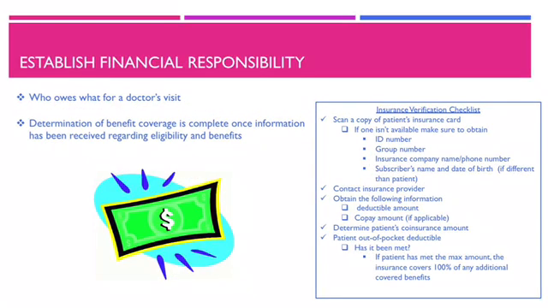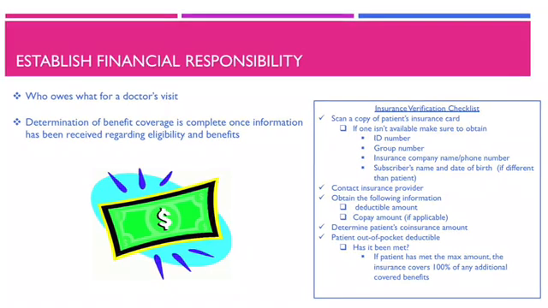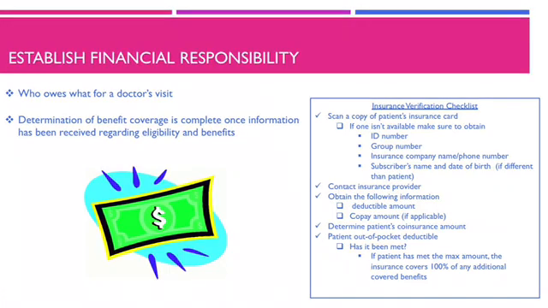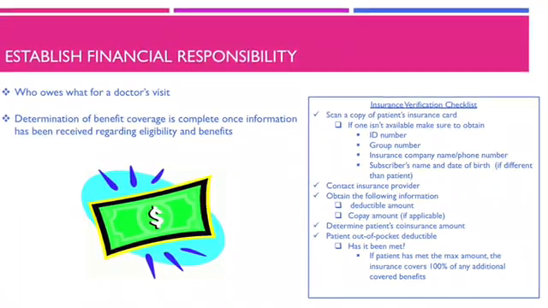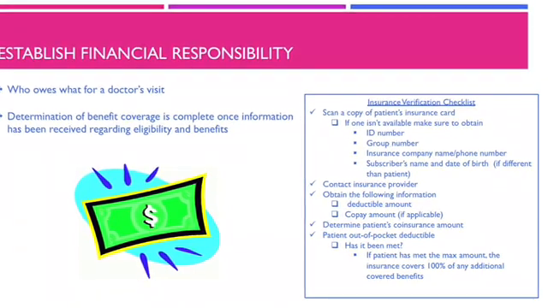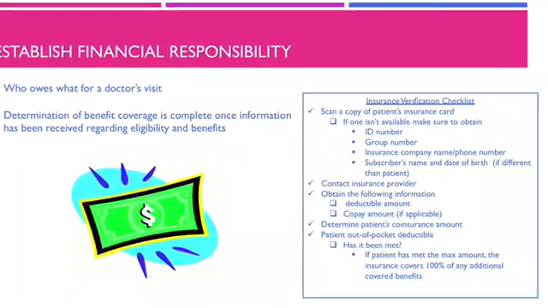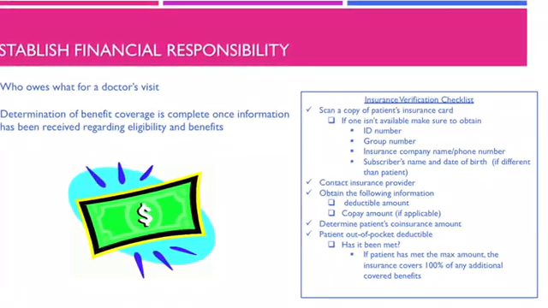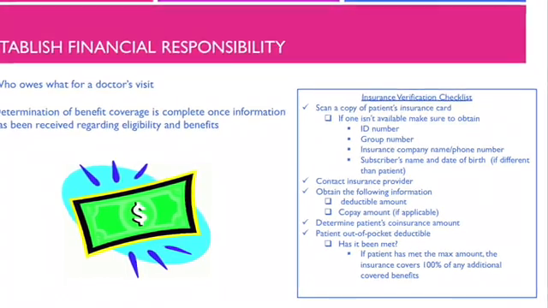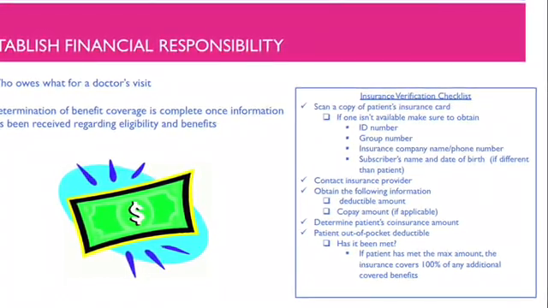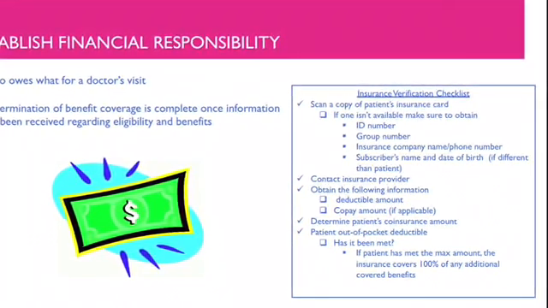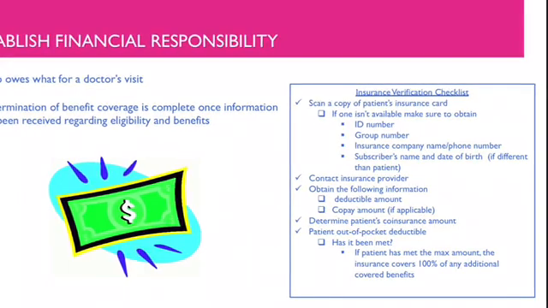The next key point is establishing financial responsibility. And this is basically determining who owes what for a doctor's visit between the patient and, if they have insurance, the insurance company. Because we have to verify insurance during this process, it is very important that we obtain a physical copy of the insurance card. That way we are able to verify the correct ID number, the correct group number, and the subscriber information. Making sure that we have the correct address, the correct spelling of the first and last name, as well as the date of birth.